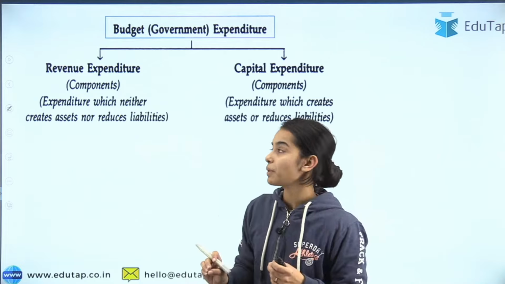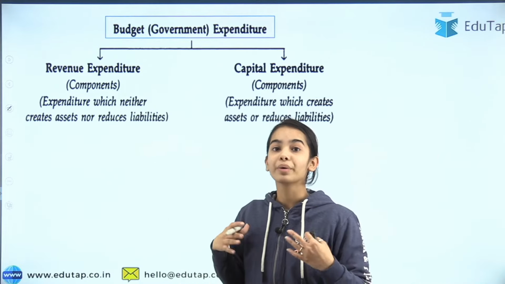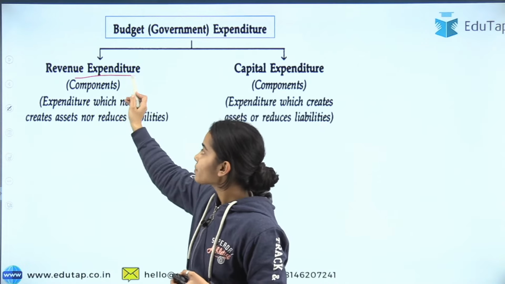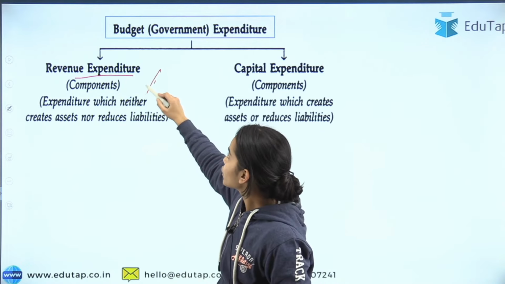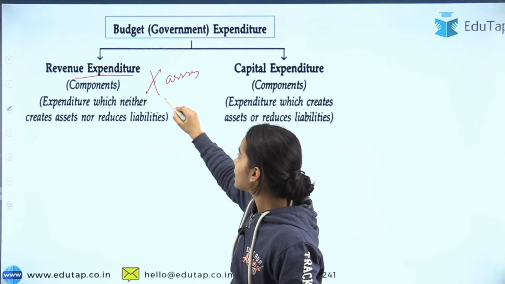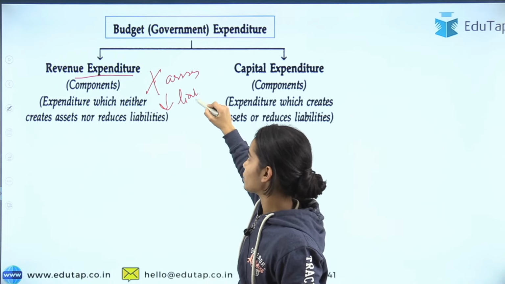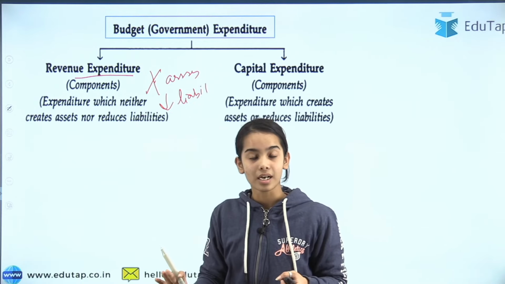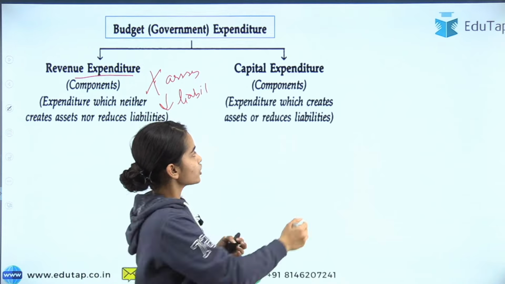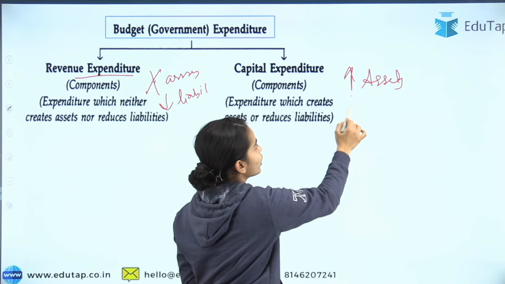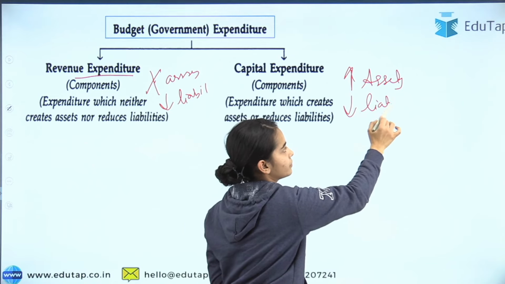Now we come to the expenditure, budget expenditure, that is how the government is spending the money that it has got. So it can be revenue expenditure, in which case assets are not created, neither are the liabilities being reduced. Okay, you are not reducing the liability, you are not creating the asset. In the case of capital expenditure, either you are creating the assets, or you are decreasing the liabilities.